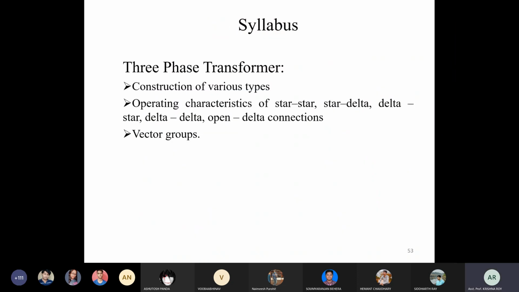So that's all about these phasor groups. So practice these phasor groups.